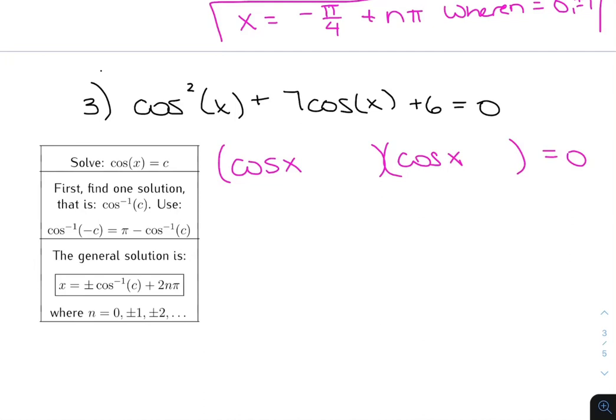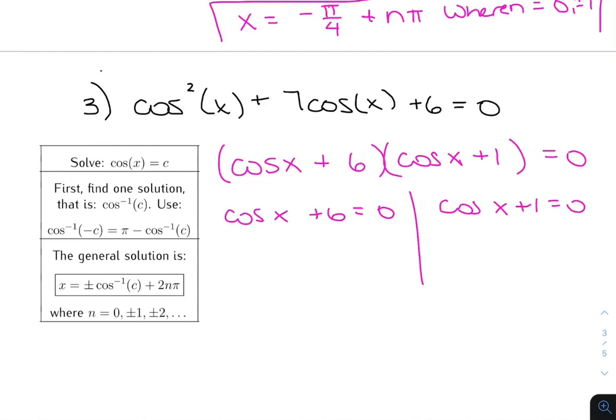Just like we would add x in the normal case, we're adding cosine x. Now we have to think of two numbers that multiply to give us 6 and add up to give us 7. So that would be 6 and 1. Now we just have to set both of these equal to 0. So we're going to set cosine x plus 6 equal to 0 and cosine x plus 1 equal to 0.